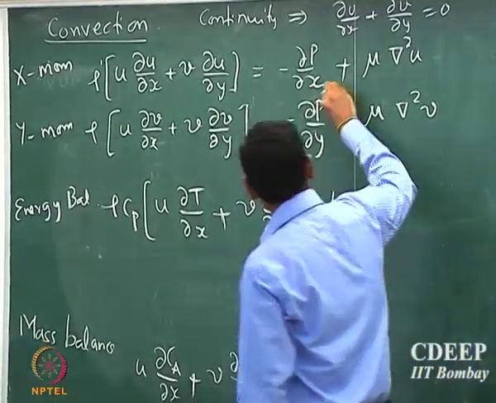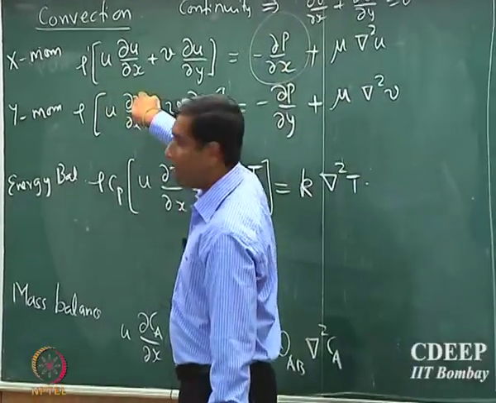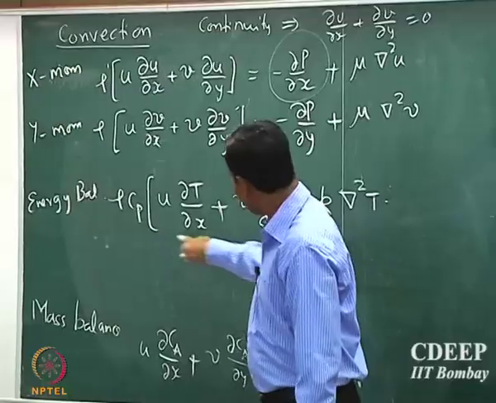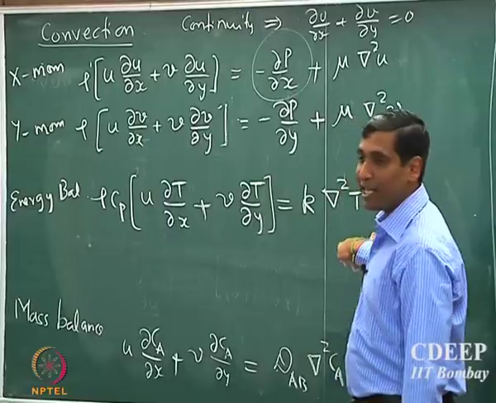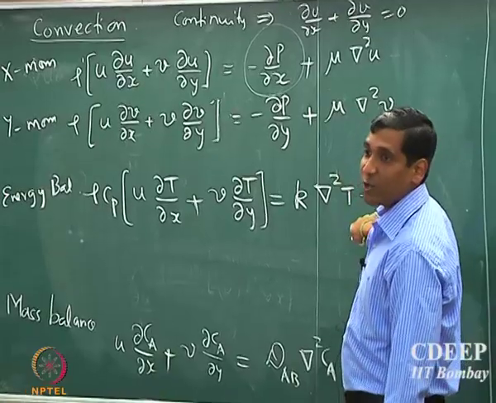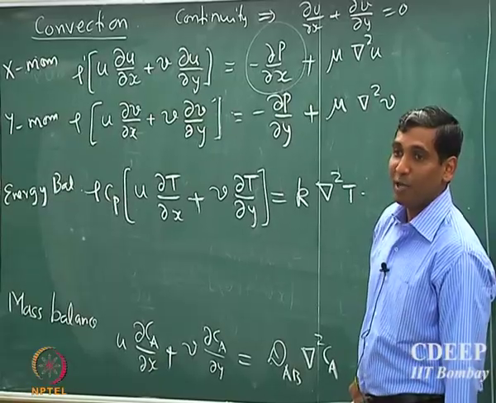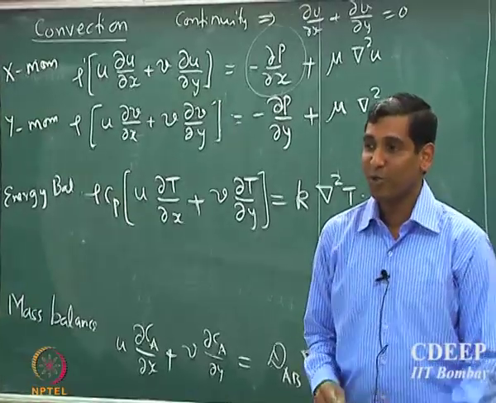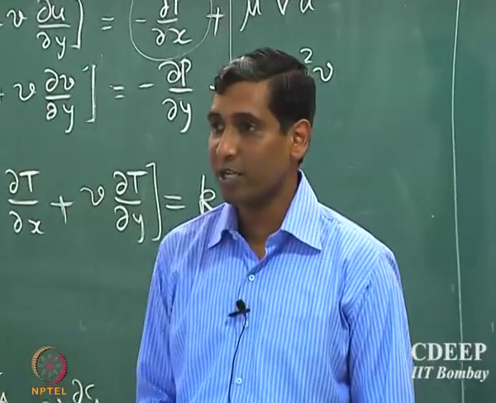So if this pressure gradient is a constant, then all you have here is u du by dx plus v du by dy, and that's very similar to the terms that you see here. So it's convection equating to a diffusion term. And that's what you see in momentum transport, that's what you see in energy transport, and that's what you see in mass transport also. So you can already see that there is some similarity in the model equations that describe the velocity profile, temperature profile, and concentration profile.